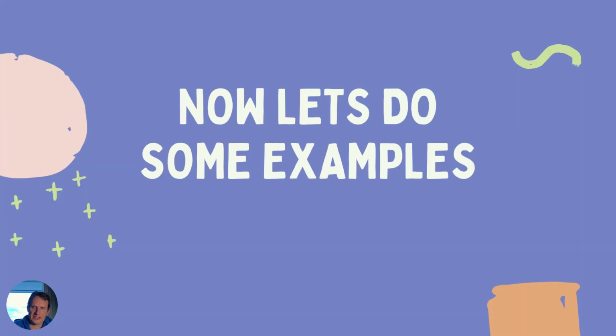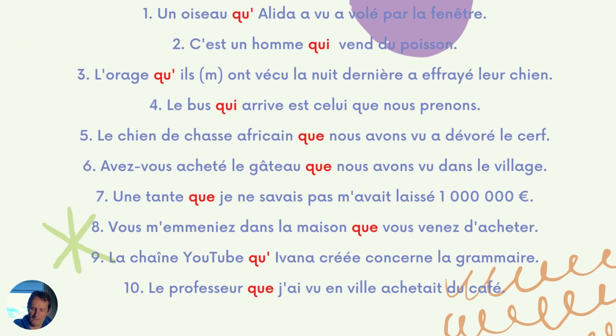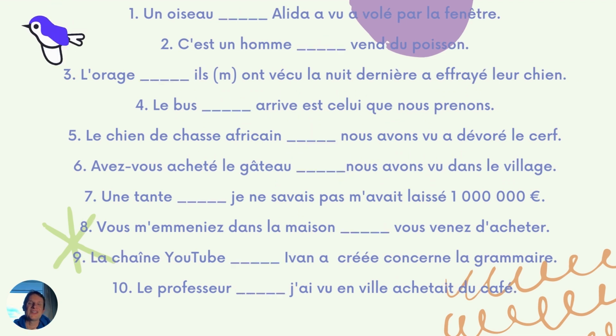Now let's do some examples. Okay, press pause now and go through and write out these exercises using the correct form of qui or que or qu' if necessary. Come back once you've done that. Okay, and here are the answers.